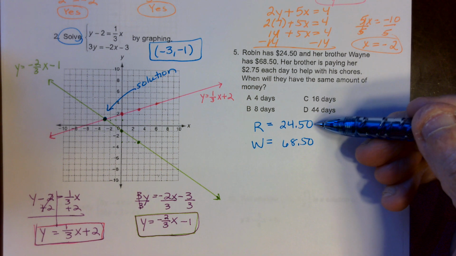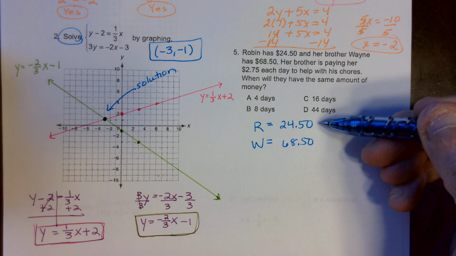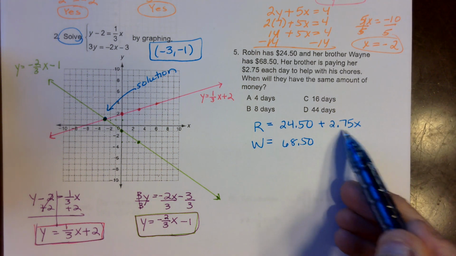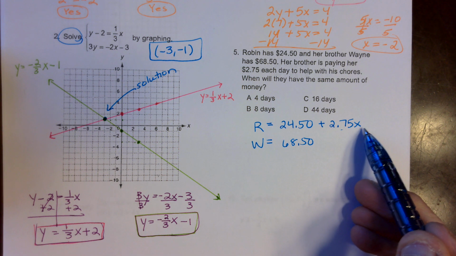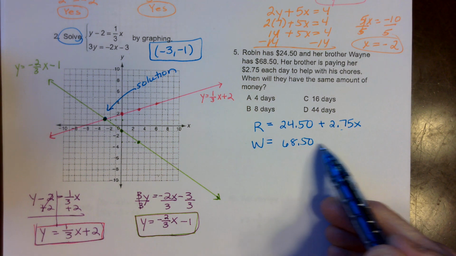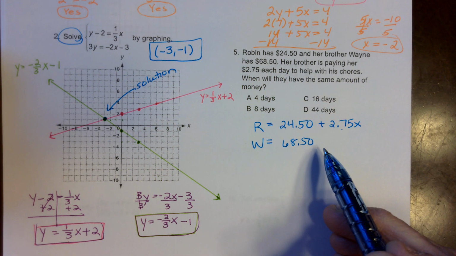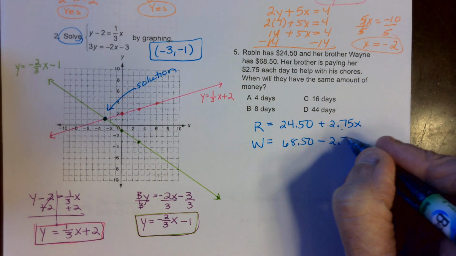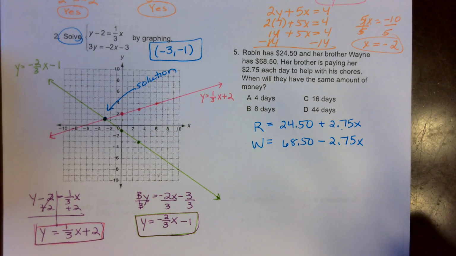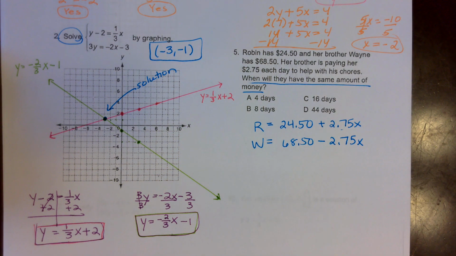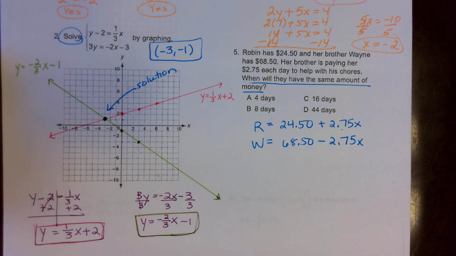So is she gaining that money or losing it? Right, Robin's getting that, right? She's doing the chores. $2.75 times however many days. And this is Wayne, and he's losing because he's paying her. So he's going to do 2.75 times x. So we've got the two. The question they ask is, when will they have the same amount of money? So in other words, when are they what? Equal.